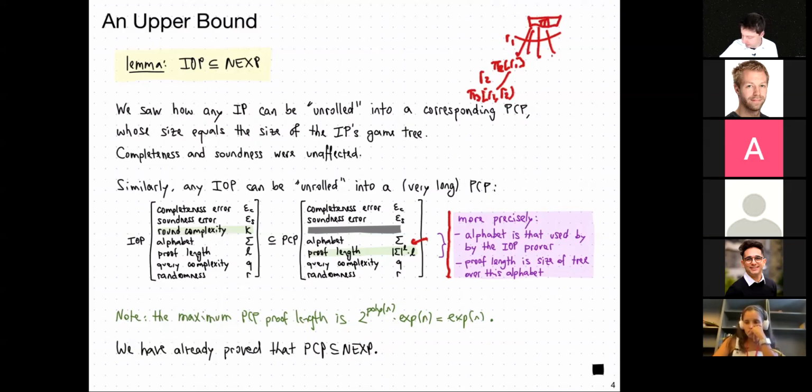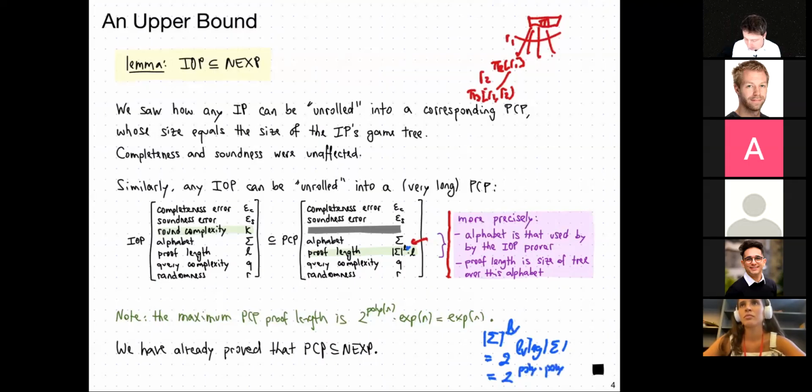I have a question. So where is the 2 raised to poly n factor coming from? That is a good question. So sigma to the L is 2 to the L log sigma, and so yeah, this really should have been the one from the verifier. Sorry about that. I'll make it more precise. And because this is the one from the verifier, this is going to be poly times poly, and that's like 2 to the poly. So good catch. I'll fix it in the slides. I guess I was trying to simplify a bit too much.